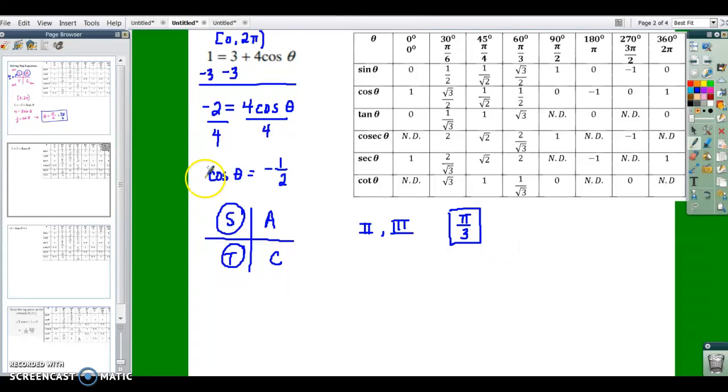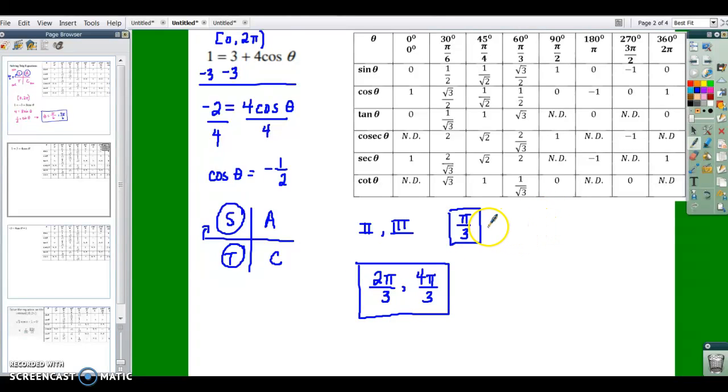Okay, but remember, I'm not in the first quadrant. I'm in the second quadrant and I'm in the third quadrant. So if I'm in the second quadrant, my numerator is 1 less than my denominator, which means that my answer would be 2 pi over 3. And if I'm in the third quadrant, my numerator is 1 more than my denominator, so I'm at 4 pi over 3. And those are my two answers.